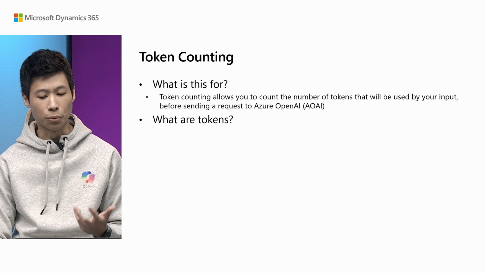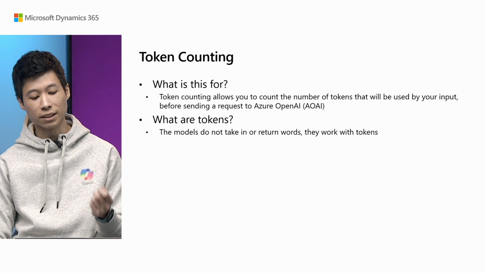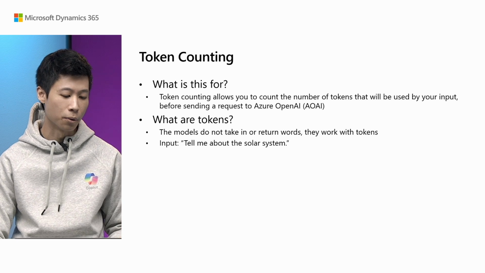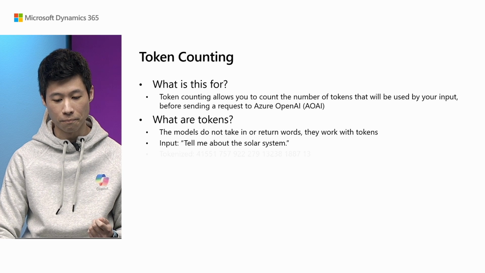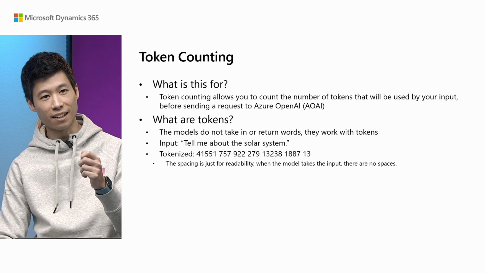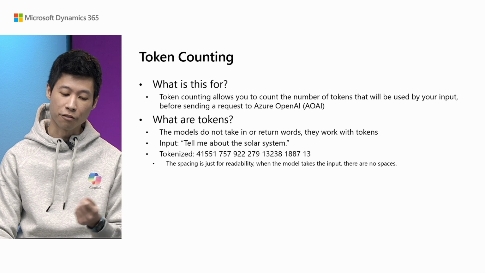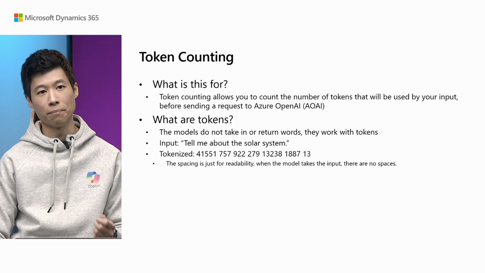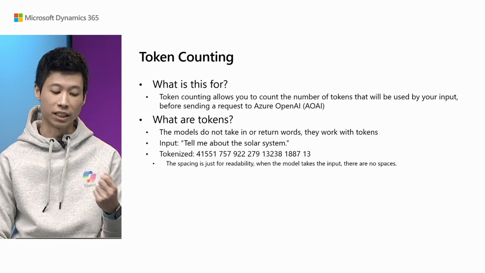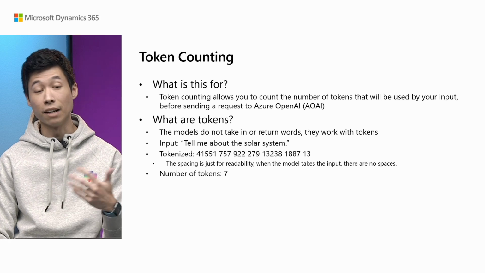And now, what are tokens? Tokens are used by the model because the model does not take in words, and it also doesn't return words. They work with tokens. So for example, with an input, tell me about the solar system, the tokenized version is these numbers. The spaces are there only for our readability. For example, the first one, 41551, would represent tell. This is not an exact representation, however, it's what the tokenized version is. It's not always one word to one token. And in this case, we have 7 tokens.